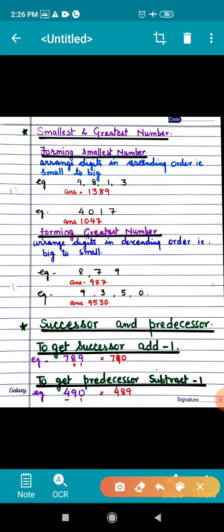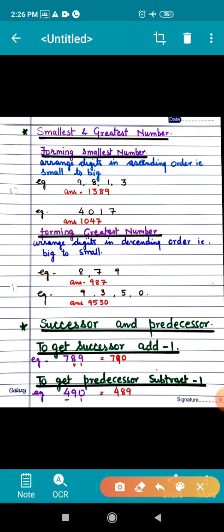First, we will learn how we can form a smallest number. Children, to form a smallest number, you have to arrange the digits in ascending order. Ascending order means small to big. Children, if you remember, last time you learned to arrange the numbers in ascending and descending order. Here we will arrange the digits, right?